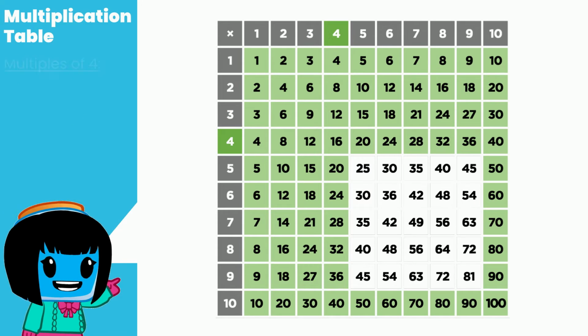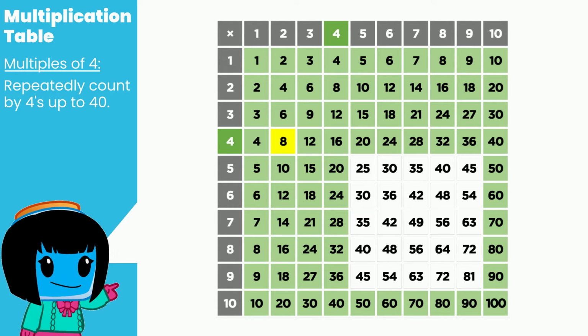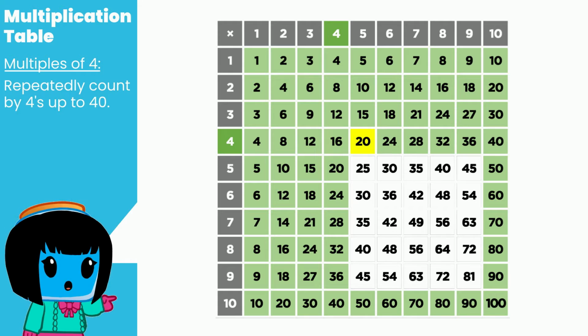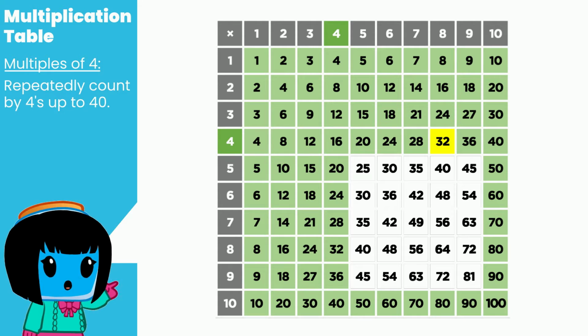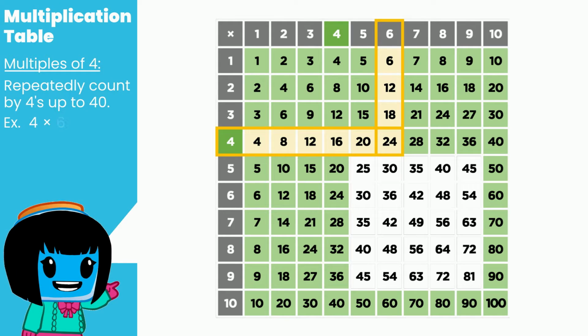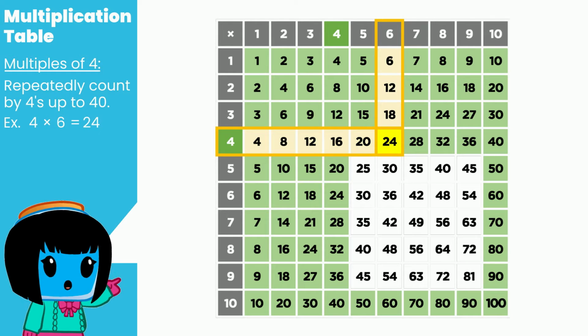The same techniques can work for multiples of 4. Memorize counting by 4s up to 40. 4, 8, 12, 16, 20, 24, 28, 32, 36, 40. So, for example, 4 times 6 can be solved just by reciting these multiples up to the sixth number, which is 24.